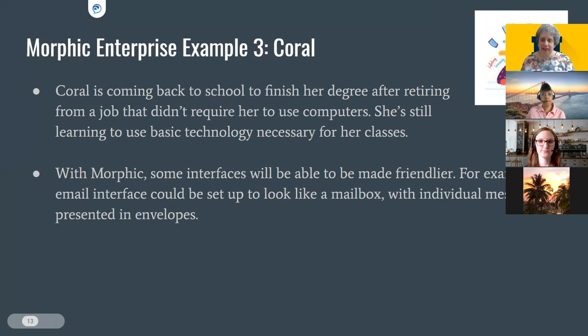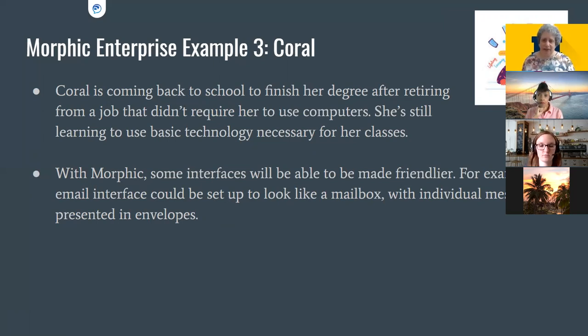So a third example is Coral. And Coral is a non-traditional older student. She's coming back to school to finish her degree. After retiring, she didn't use computers very much on her job. She has not used computers very much in her personal life. So she's still learning the basic technology necessary for her classes. And often that technology can be pretty complex and confusing.